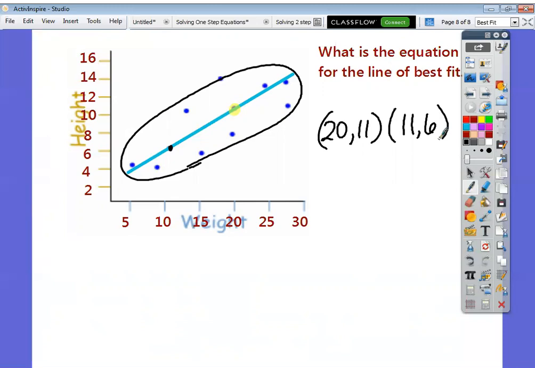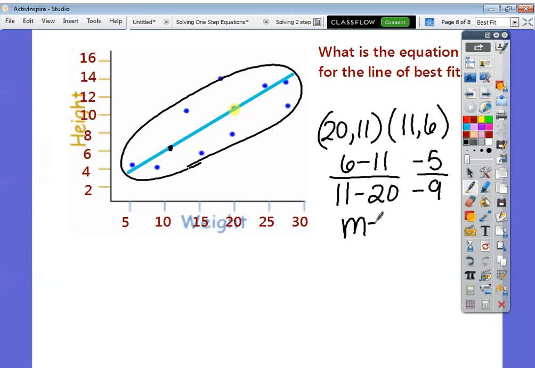Next step: because we want to write an equation, remember, we're going to subtract the y values. So 6 minus 11 over 11 minus 20. 6 minus 11 is negative 5. 11 minus 20 is negative 9. You do not want those negatives. A negative divided by a negative is a positive, so the slope of our line is positive 5/9. Not super friendly, but that's okay.